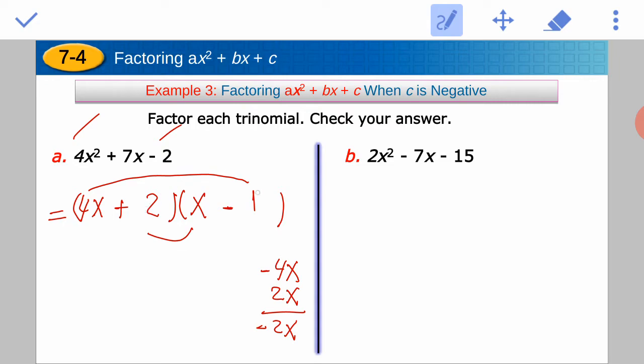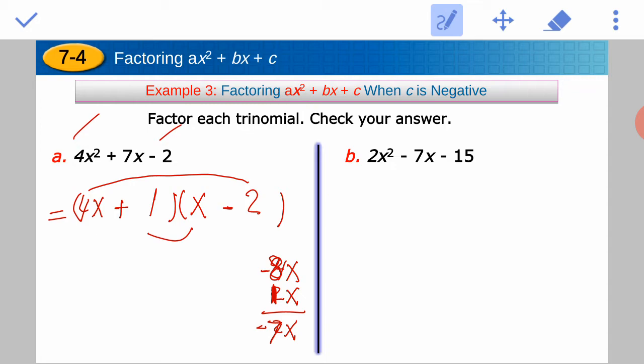Maybe if we switch the 1 and the 2, it works with us. So let me erase 2 times 1 and make it 1 times 2. Sometimes it works. If we make it 1 times 2, let's see what is going to happen. I'm going to try the outer and the inner. 4x times negative 2, it's going to be negative 8x. Plus 1 times x, it's only 1x. Negative 8 plus 1, it's negative 7x.